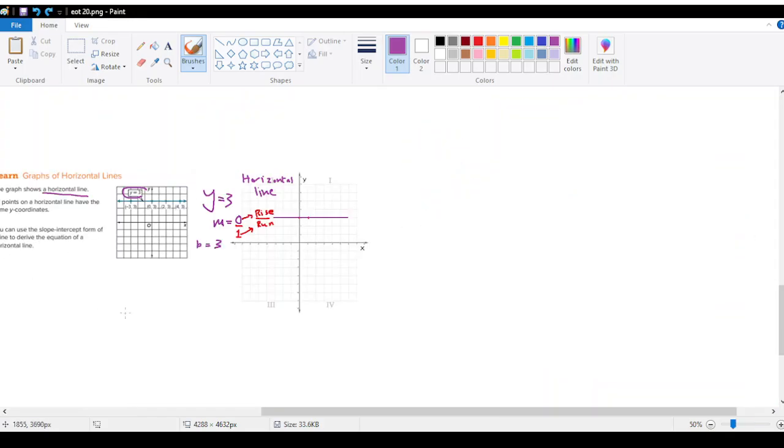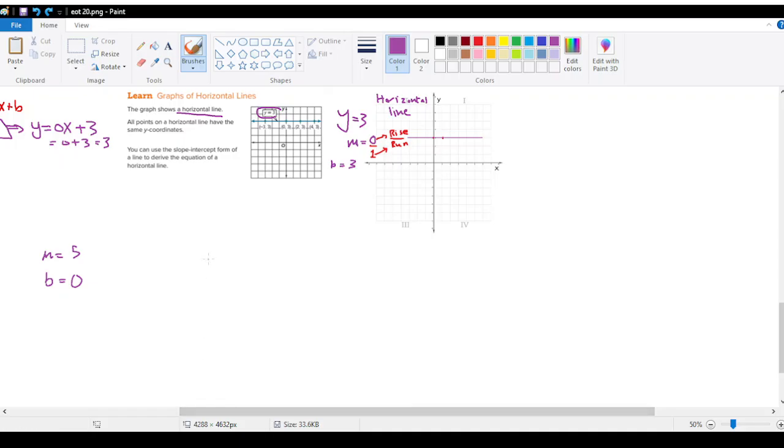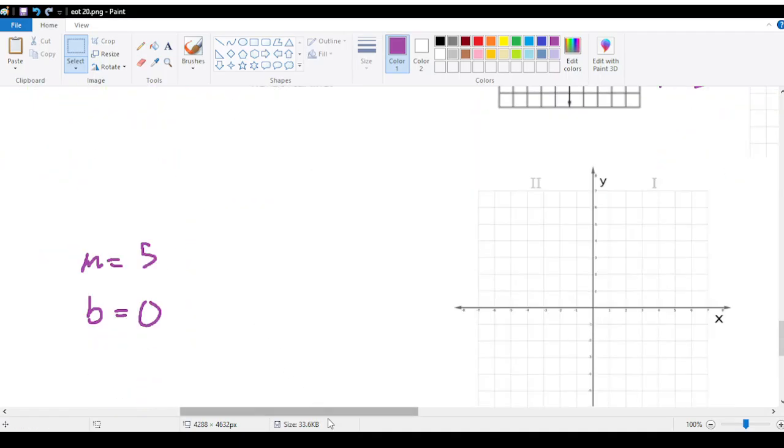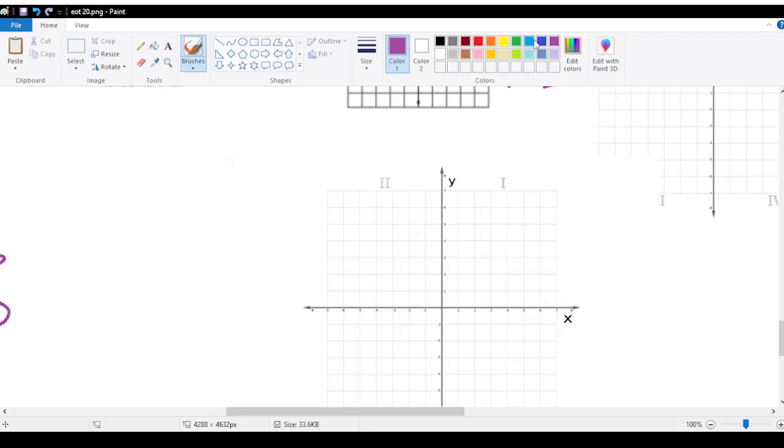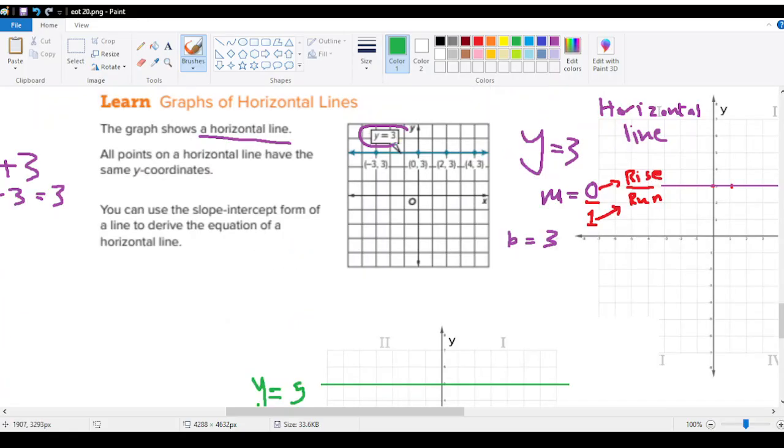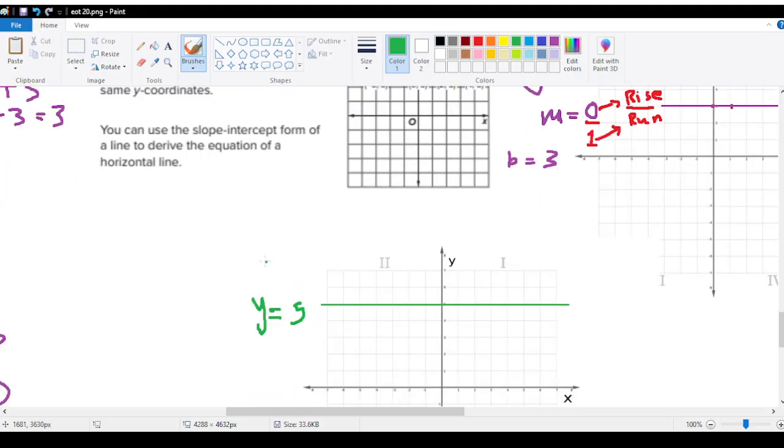If the question was, for example, y equals 5, how am I going to graph it? Look here in the green color, y equals 5. I will go to the 5 and graph a line like this. Okay, Shamsa? One more time, I'm going to repeat it. y equals 3, we go to the 3 and draw a horizontal line. If it was y equals 5, what will we do?